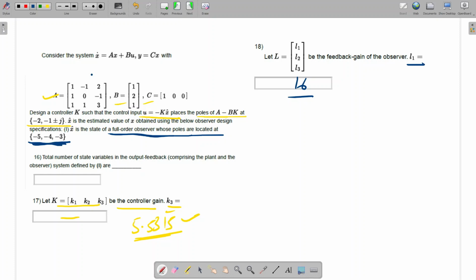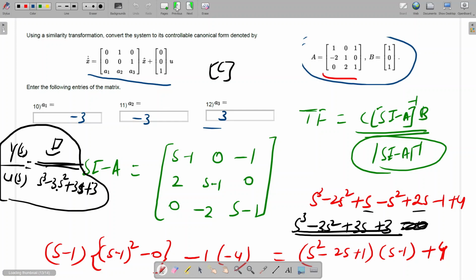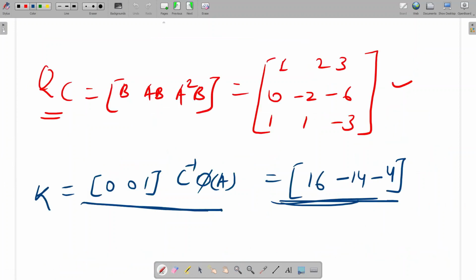Is it clear to all? For this kind of question, lengthy calculations will be there. You can just download MATLAB from somewhere, and you can go through this MATLAB code. Then you can find the final answer. Otherwise, you can solve manually also by using this formula. Here this formula is there: first we'll find the QC, and 0 0 1 into the inverse of it, into phi of A. Is it clear to all?